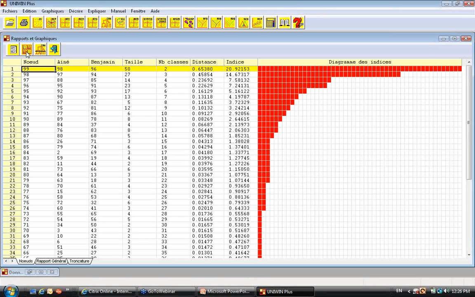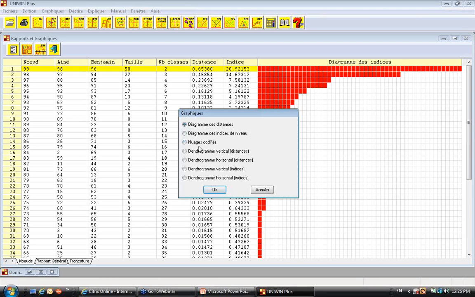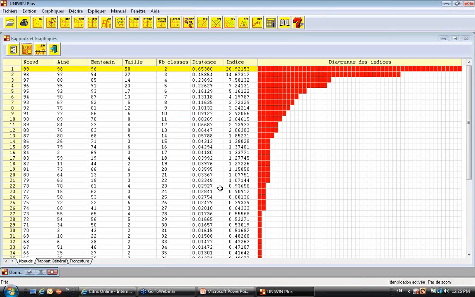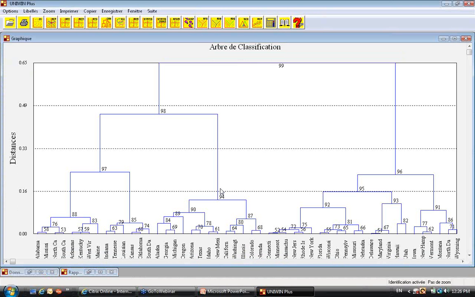Now, the most interesting thing is to look at the graphs and look at a vertical dendrogram. The vertical dendrogram here shows that this particular procedure, and I think it's Ward's procedure that's used by default here, has divided the states up into what appear to be, to me, three natural groupings. There's a natural grouping here, here, and here.